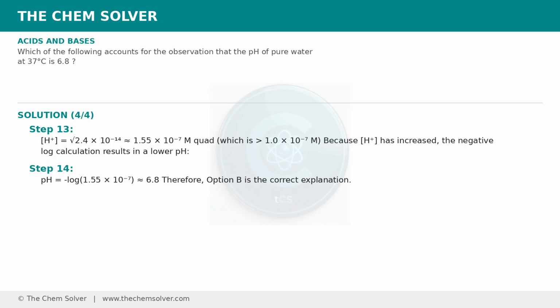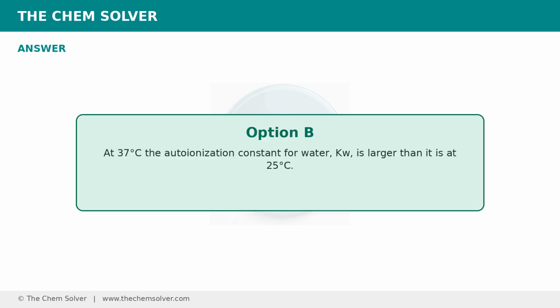Therefore, option B is the correct explanation. The correct answer is option B. At 37 degrees Celsius, the autoionization constant for water, Kw, is larger than it is at 25 degrees Celsius.